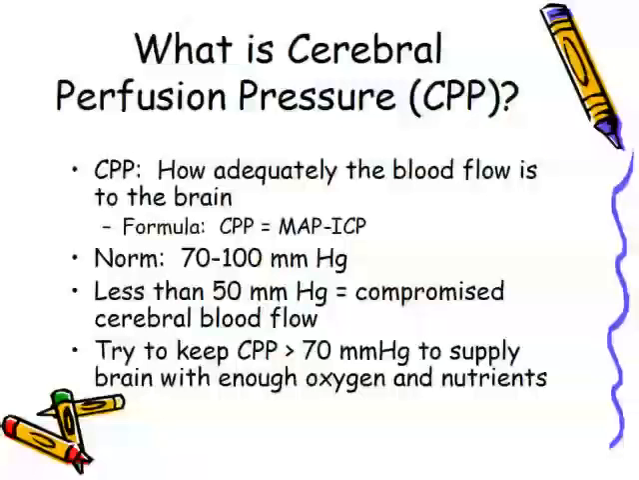a normal value while maintaining something called the cerebral perfusion pressure. And what this measures is how adequate the blood flow is to the brain. So the way we calculate cerebral perfusion pressure is to take the mean arterial pressure and subtract the intracranial pressure, and this gives you the CPP. Normal cerebral perfusion pressure is between 70 and 100 millimeters of mercury. Anything less than 50 will lead to compromised cerebral blood flow, anoxia, and brain damage. So our goal is to keep that CPP above 70, and we know that if that's happening, then the brain is getting enough oxygen and nutrients so that there will not be brain damage.